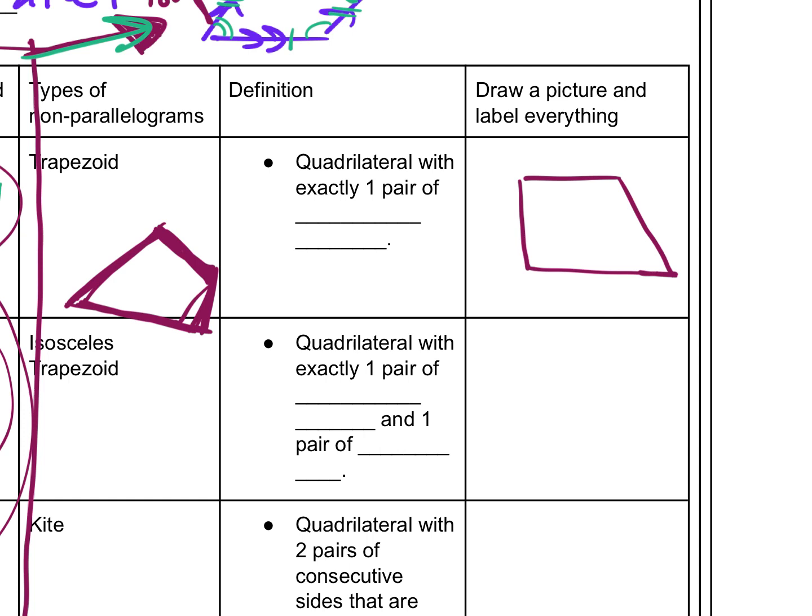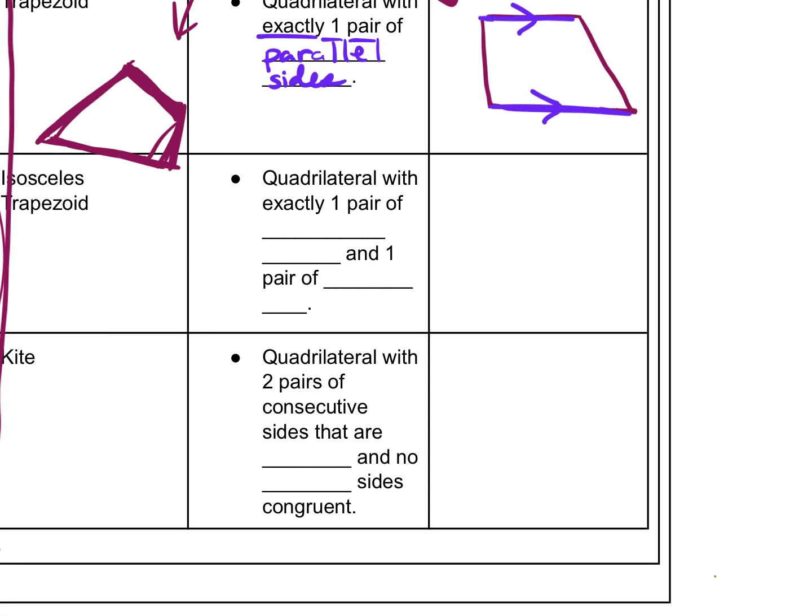What does this one have that this one does not? A right angle. Parallel sides, right? A trapezoid has to have exactly one pair of parallel sides. What's parallel? These are parallel. They'll never touch. So, be more specific.